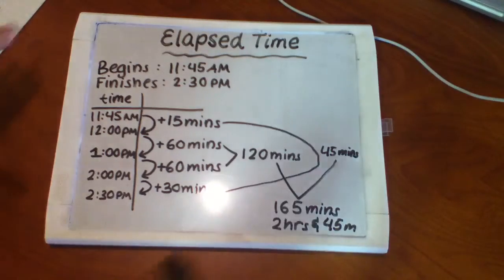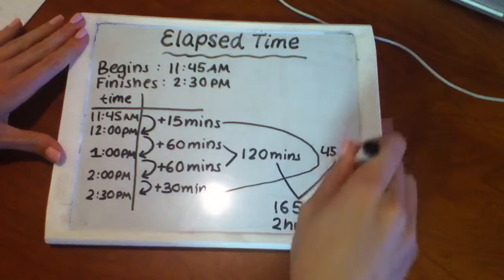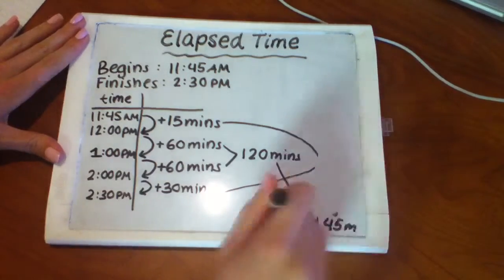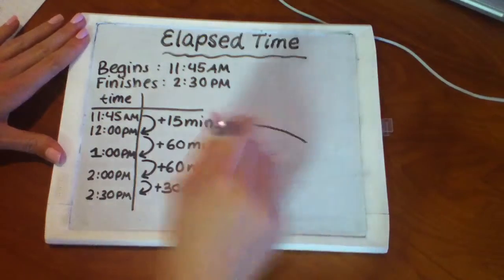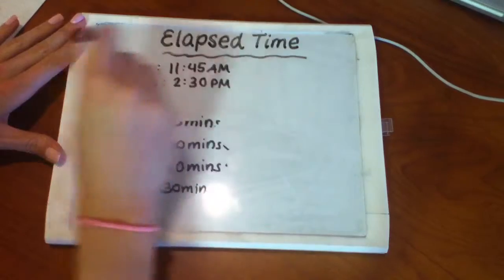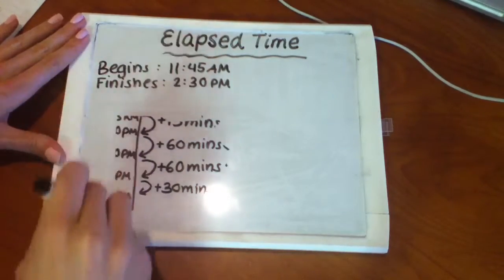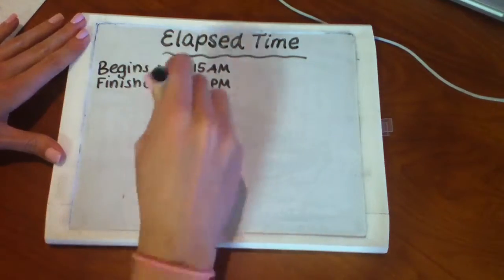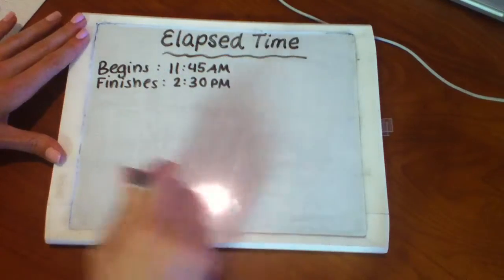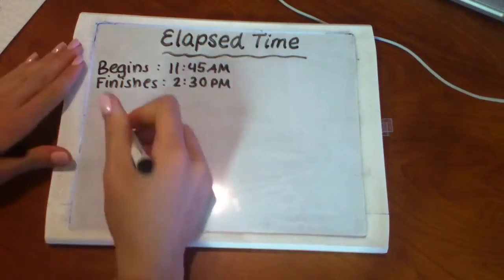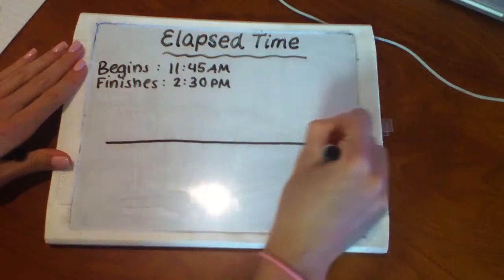Okay, so the next strategy for solving this is a timeline. And we use timelines in a lot of other things before. You've seen them, but they can also be used for elapsed time. And they actually work really well. It's a great visual. So we start off just by drawing a timeline.